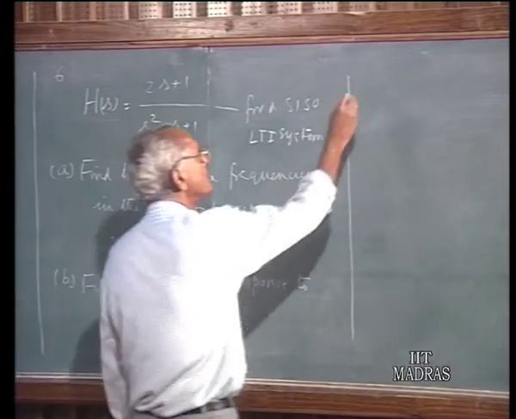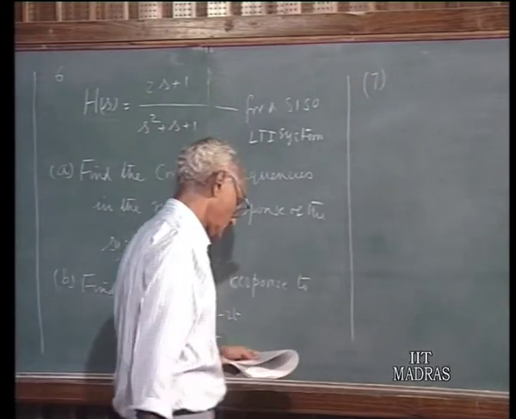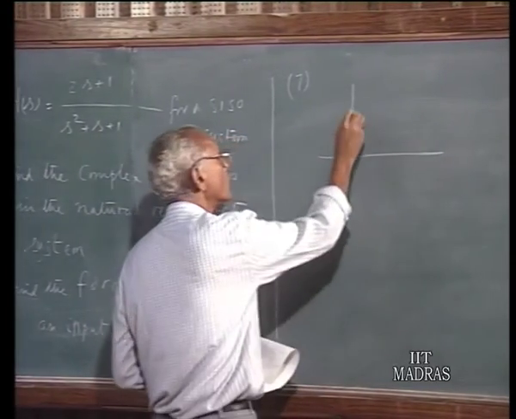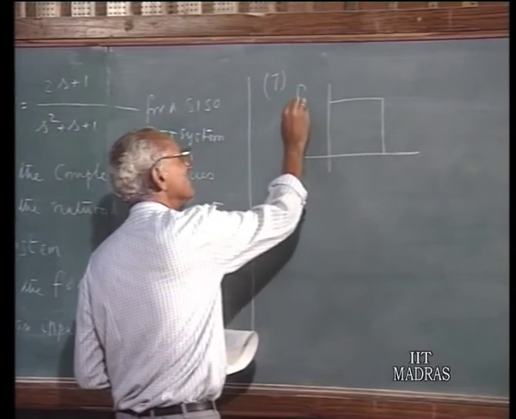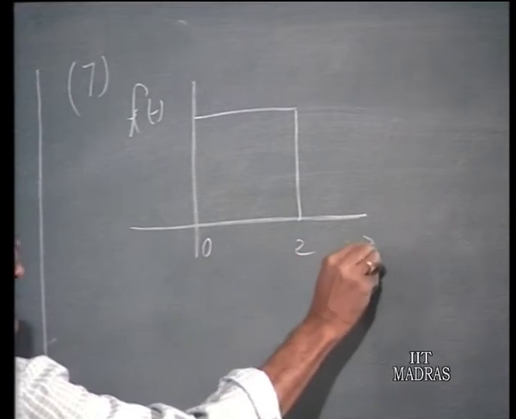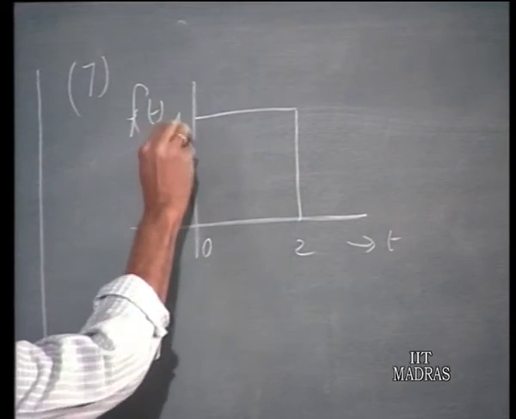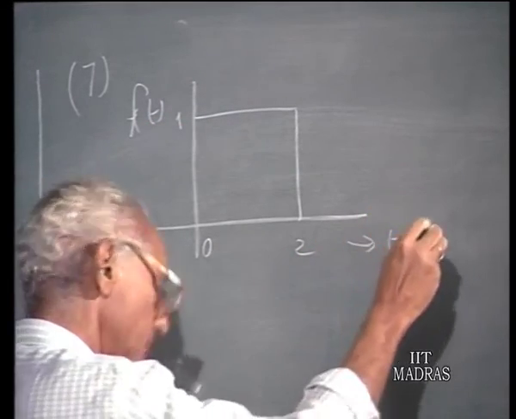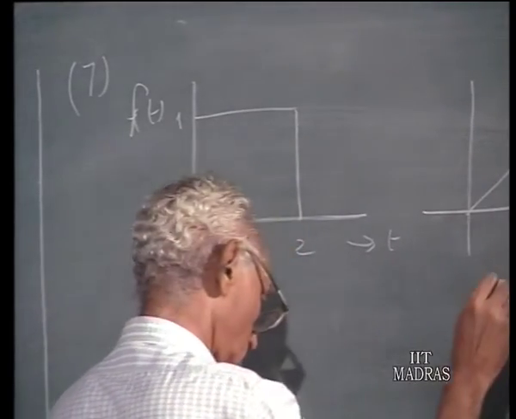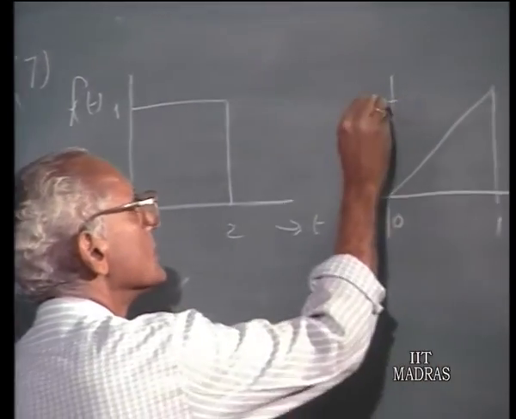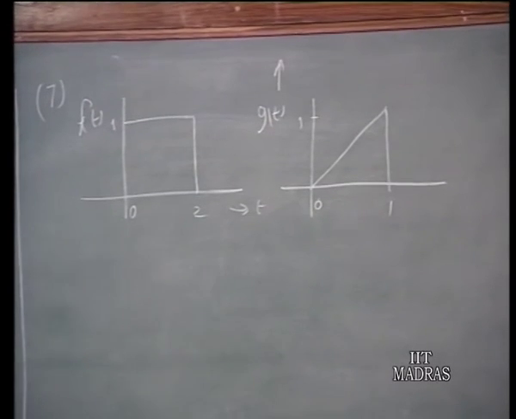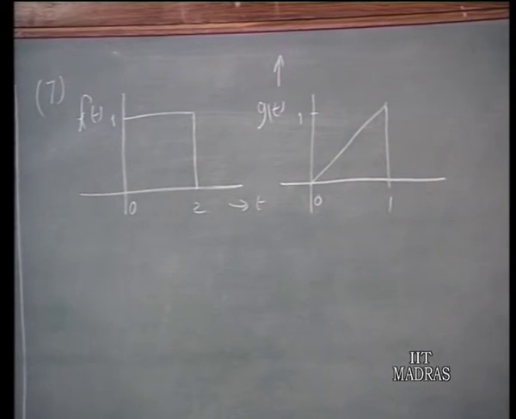Seventh problem. We have two functions of time, f(t), 0 to 2 seconds, which has a value of 1, and g(t), which is a triangular pulse 0 to 1, this is 1, that is g(t). These are the two functions f(t) and g(t) that are given to you.